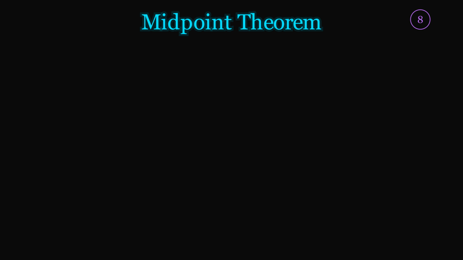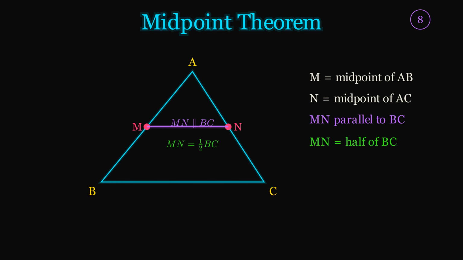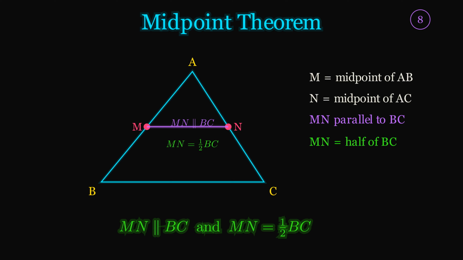The midpoint theorem. Join the midpoints of any 2 sides and you get a line parallel to the third side and exactly half its length. Simple, elegant, and perfect for proofs. So, if M is the midpoint of AB and N is the midpoint of AC, then MN is parallel to BC and MN equals half of BC. Every single time, no exceptions.